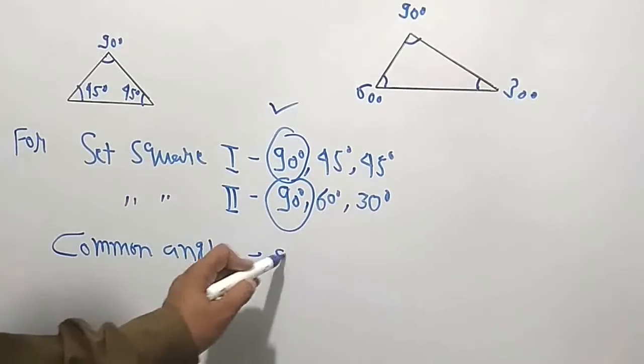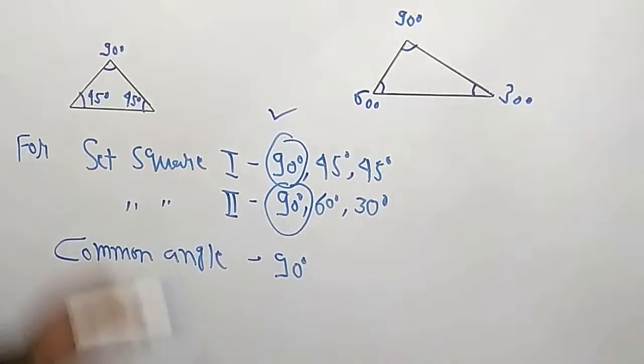Common angle is 90 degrees in both the set squares.